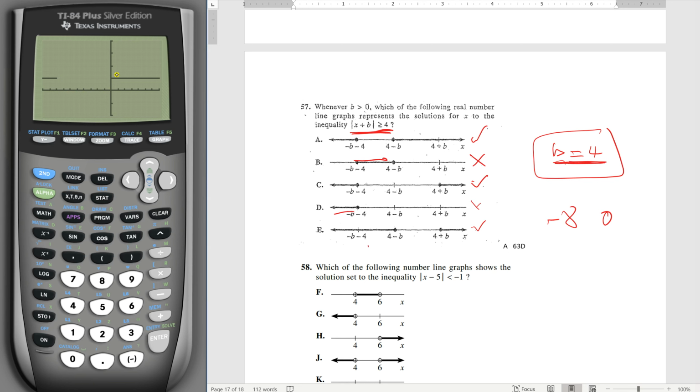So if we take b equals 4 and we plug it in here, we would get, for -b, -4. So we would get -4, -4, and that equals -8. So that satisfies that bit. And where it starts, right here, is 4 minus b. 4 minus 4 equals 0. So it actually gives us that graph, so it would be A. We don't have to really test the other ones.